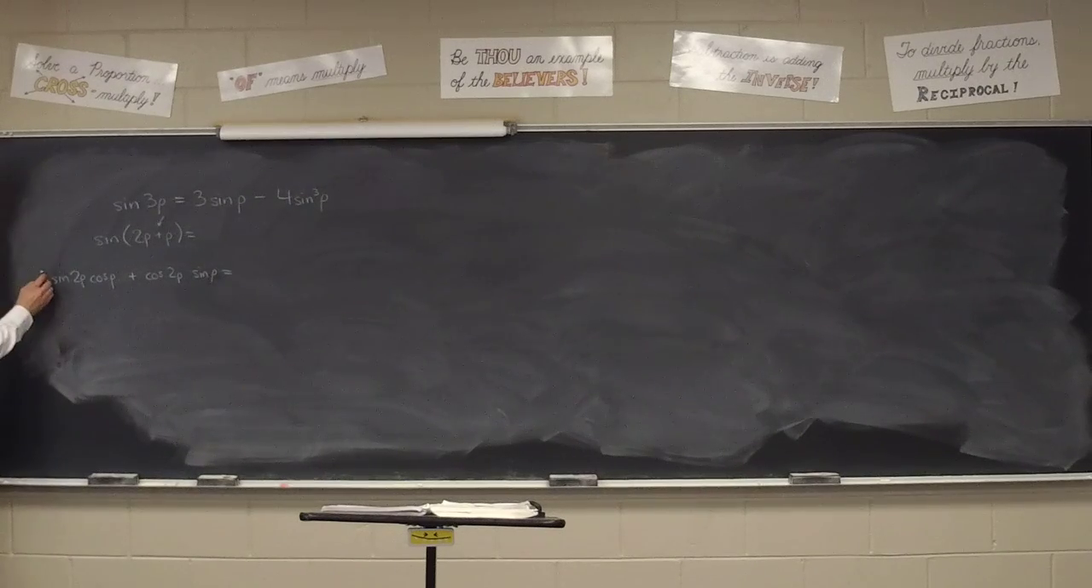All right. I have a sine 2 rho. Now that it's all just plain old double angle, I get to write out my double angle for sine.